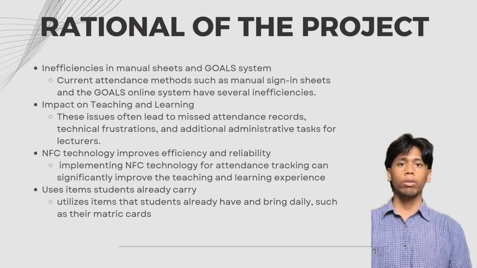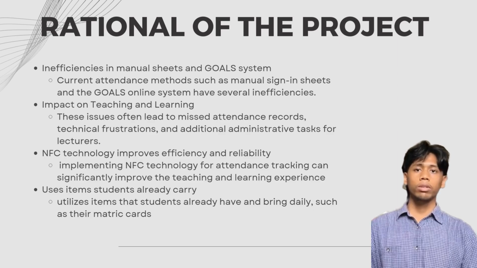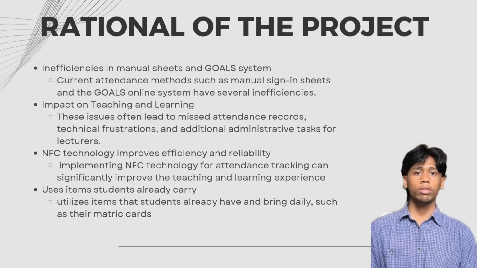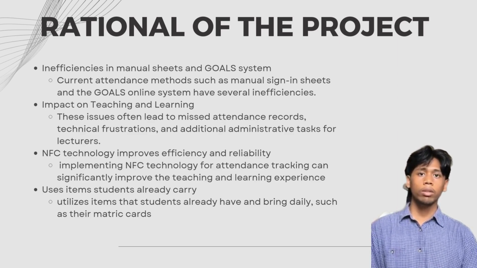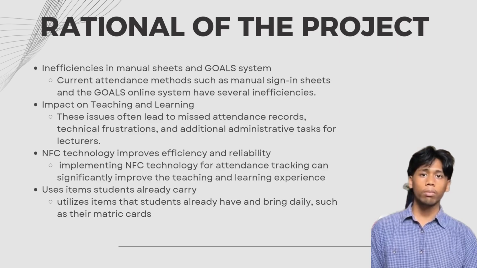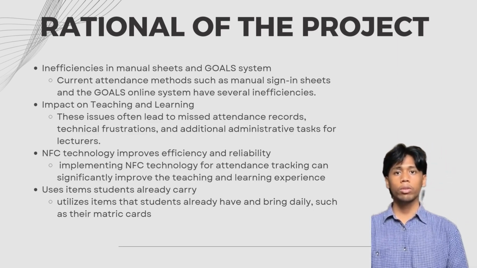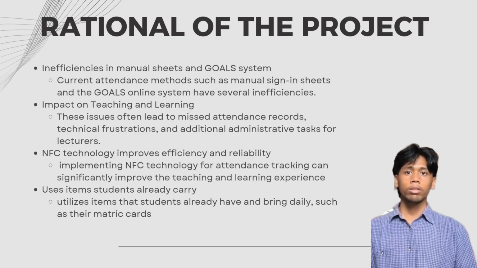Inefficiencies in manual sheets and the Goals system. Current attendance methods such as the manual sign-in sheet and the Goals online system have several inefficiencies. Manual attendance is time-consuming, especially in large classes. On the other hand, the Goals system can interrupt lecture flow and relies heavily on students having functional devices, stable internet access, and system availability.